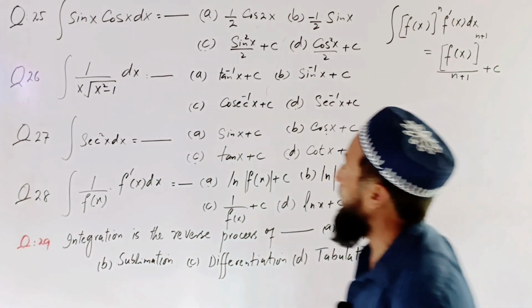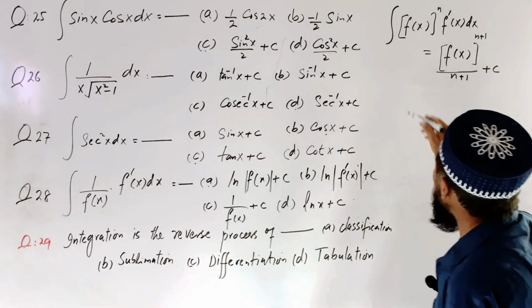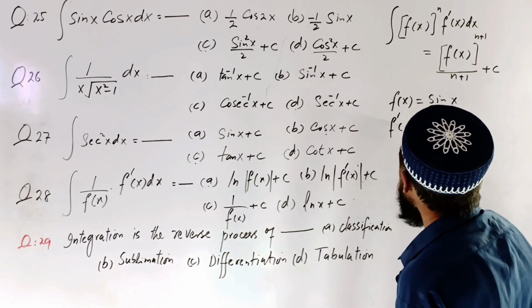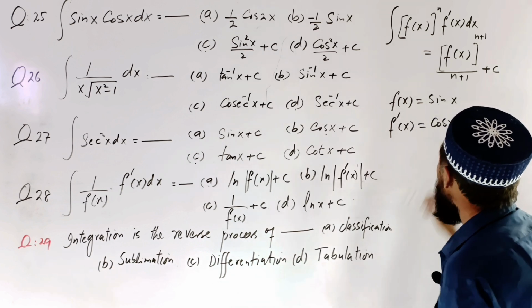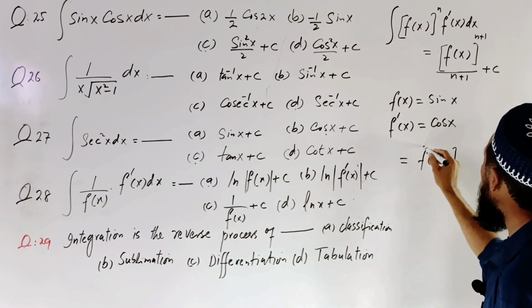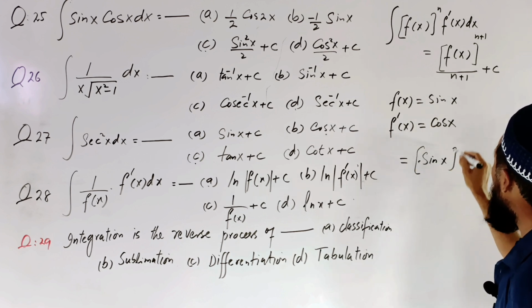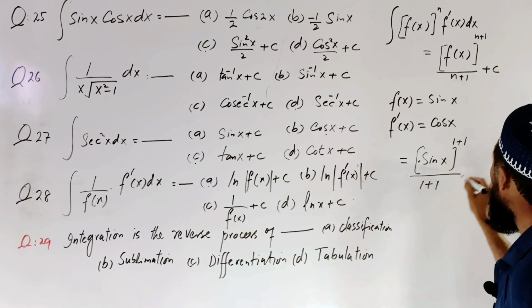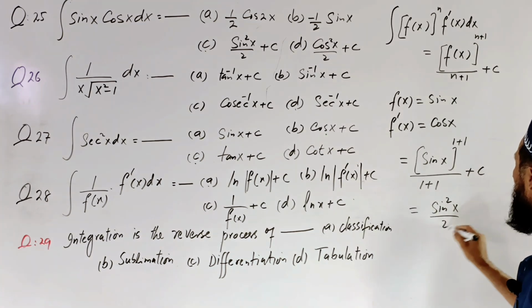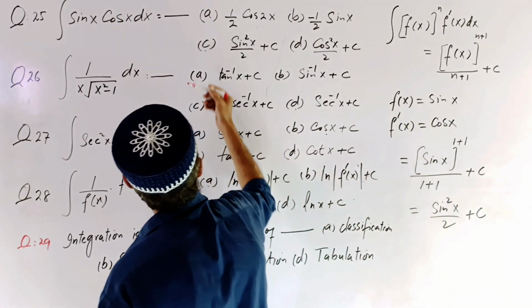According to this formula, look here, f of x is equal to sin x and its derivative is cos x. So we put f of x as sin x, and its derivative cos x is already present here. So we use this formula: f of x whole power n, where f of x is sin x, whole power 1 plus 1 divided by 1 plus 1, plus c. So we get sin x squared divided by 2 plus c. Now we check, option C is the correct option.